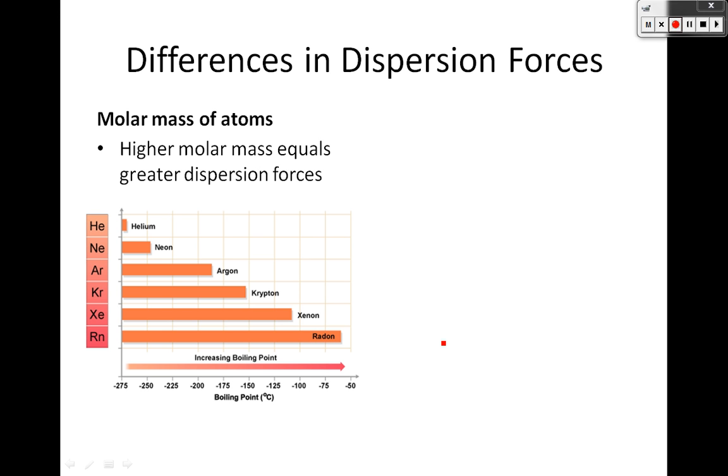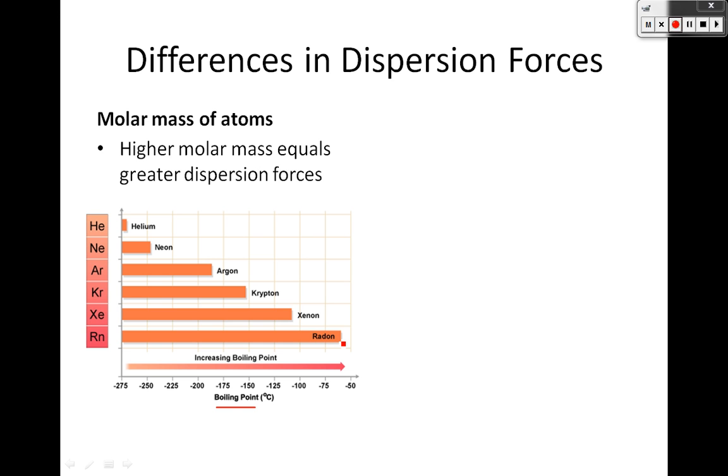So here we have the noble gases from helium on down to radon. And if you notice, here helium has the smallest molar mass, right? And then radon's got the largest molar mass. So from helium, right here, on down to radon, we get increasing molar mass and increasing principal energy levels too. And then on the x-axis here, we have boiling point. And so helium has the lowest boiling point because it's going to experience the least dispersion forces.